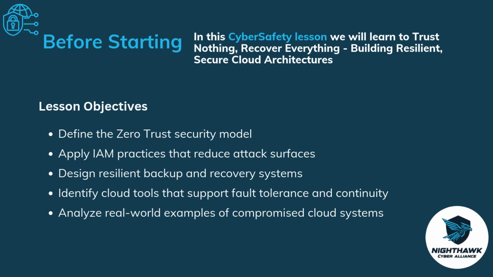First, you'll learn what the Zero Trust security model is and why it's essential for cloud environments. Then we'll explore how to apply identity and access management (IAM) practices to reduce the surface area attackers can exploit. Next, we'll walk through designing resilient backup and recovery systems that can bring systems back online swiftly after disruption. We'll also identify key cloud tools that enable fault tolerance and business continuity. Finally, we'll analyze real-world case studies where cloud systems failed and how smarter design choices could have minimized the impact.